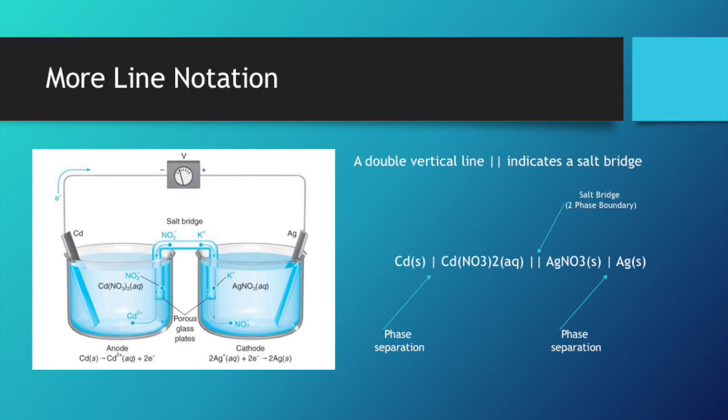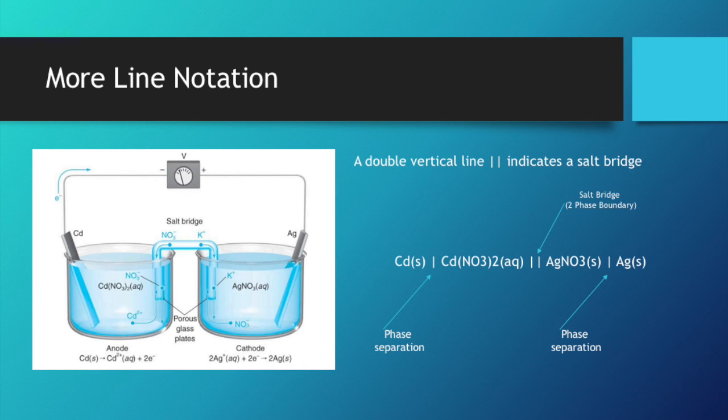So the other part to line notation is the double vertical line. Now, the double vertical line indicates the presence of a salt bridge, or a two-phase boundary. In the same reaction between cadmium solid and Ag solid, there's a salt bridge in between the two solutions.